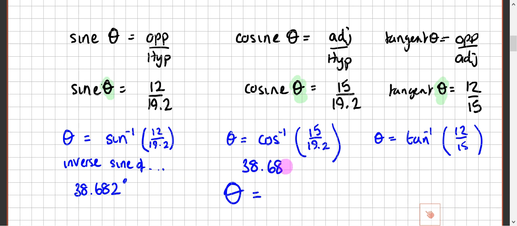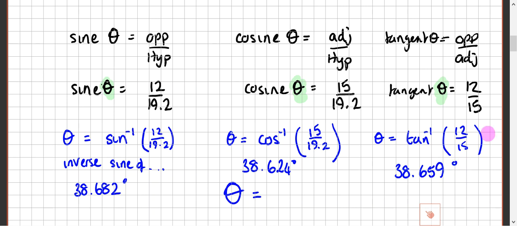Exactly the same? No. Oh, wait, I did it wrong. 38.624. Very close. And then 12 over 15. 38.659.